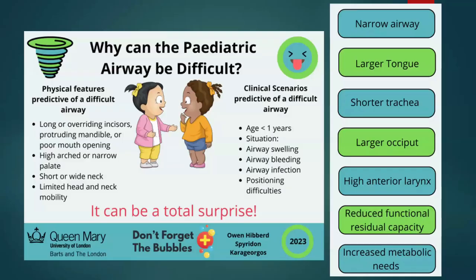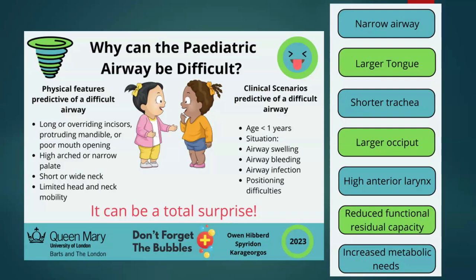So there are many different reasons as to why the pediatric airway can be difficult, let alone the anatomy. But some other physical features that might predict a difficult airway are poor mouth opening in children. They might have long or overriding incisors. The mandible might be protruding. The palate itself is also quite arched, it can be narrow, they can have short and wide necks, and limited head and neck mobility. This all speaks to the usual maneuvers that we would use might not be as effective in children as they would be as we see in adults.